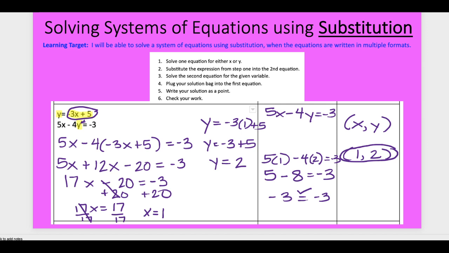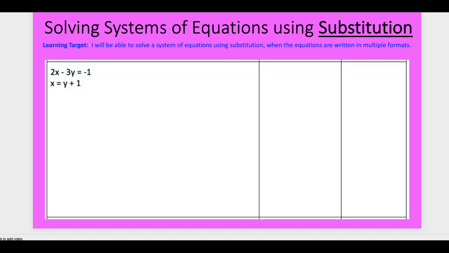Let's try another example. All right, our two equations are 2x minus 3y equals negative 1 and x equals y plus 1. So I don't have an equation in slope-intercept form, but the nice thing about this one is that it's set up in a way that the second equation is already x equals. So since I already have one of the variables isolated on one side, I am now going to substitute that second expression back into the first equation in the place of x.